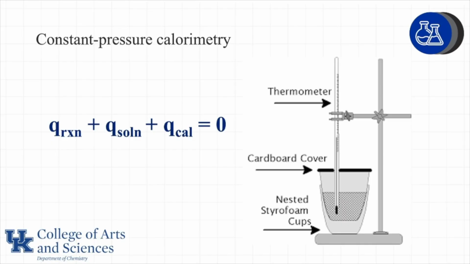In this case, it's open to the atmosphere, and that's so the pressure is constant. And we do this very low tech. We have two nested styrofoam coffee cups together, a cardboard cover, and we can do the reaction, measure the temperature change of the water, and then figure out what the energy associated with that reaction is. Let's look at an example for a constant pressure calorimetry problem.